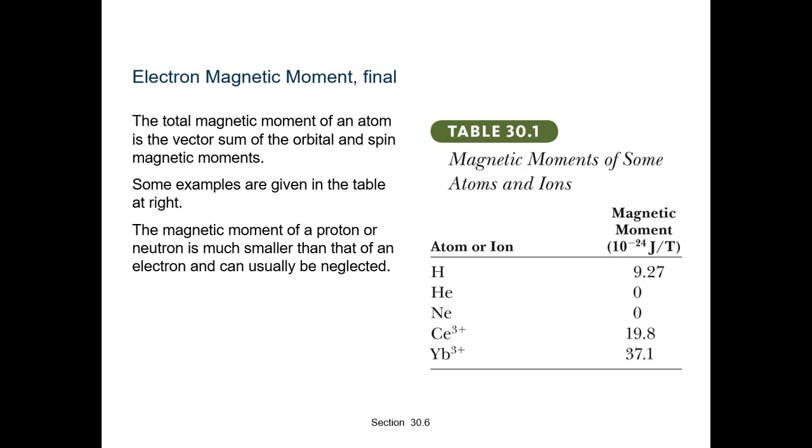See here, atoms and their magnetic moments. How much is it? For hydrogen the value is 9.27, helium has a zero value, neon has a zero value, Cr raised to 3 plus has 9.3, and Yb raised to 3 plus has 37.1 magnetic moments.